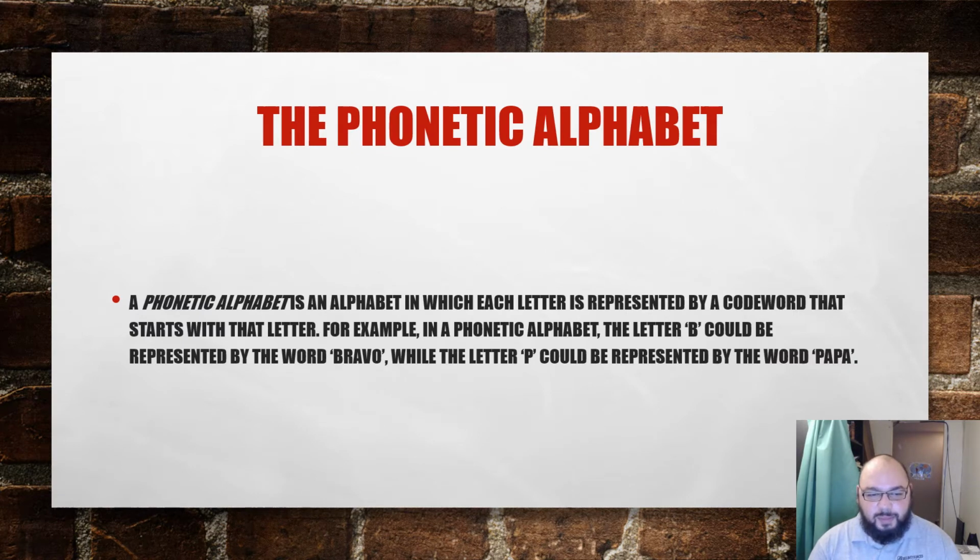The phonetic alphabet is an alphabet in which each letter is represented by a code word that starts with that letter. For example, let's say somebody's name is Cheese. The first letter of the name is C, right? So you say Charlie, Hotel, Echo, Echo, Sierra, Echo. There's a word for each letter. That way people can't misconstrue or misunderstand what you're saying on the radio, so you're being clear.